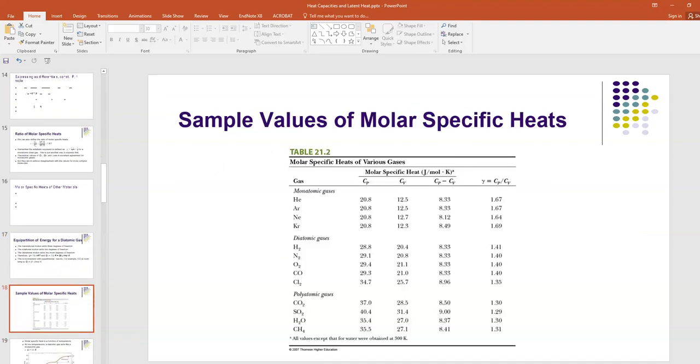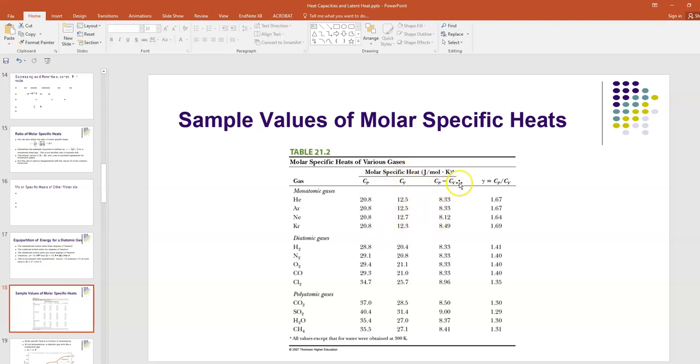So let me just show you some of these results here in this slide. So you can see the monatomic gases, they're in really good agreement. Remember I said C sub P should be about 20.8, and it is for helium, argon, neon, and krypton. C sub V should be about 12.5, and it is pretty much. There's a little deviation there, but it is pretty much.